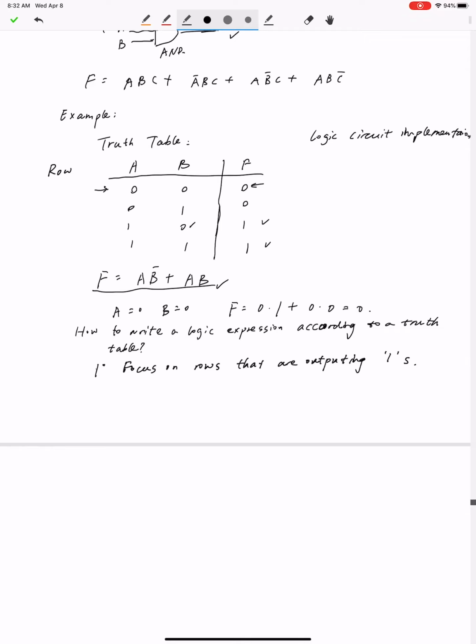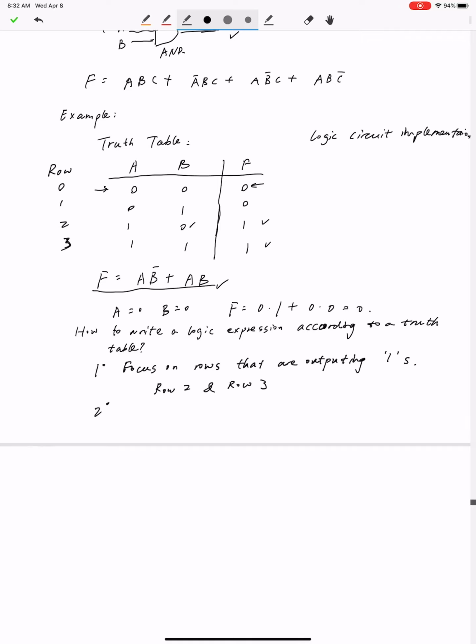let's number them from 0. Okay. And the first row is row 0, row 1, row 2, and row 3. In this example, we have row 2 and row 3. These two rows are outputting ones, right, in this example.